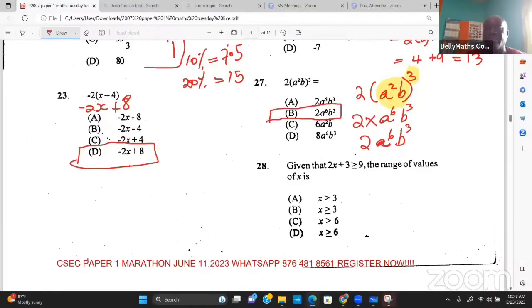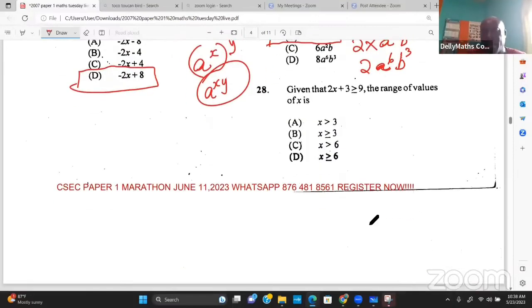Be careful not to just pick, you know. Remember, when a power is raised to a power, you multiply. For example, if you have a to the x, and that is now raised to the y, it really means a to the xy, not x plus y. Power to a power, multiply powers. Big difference, right? All right, we're continuing. All right, let's look at 28.